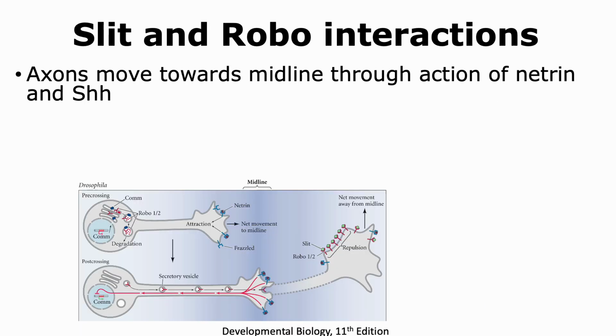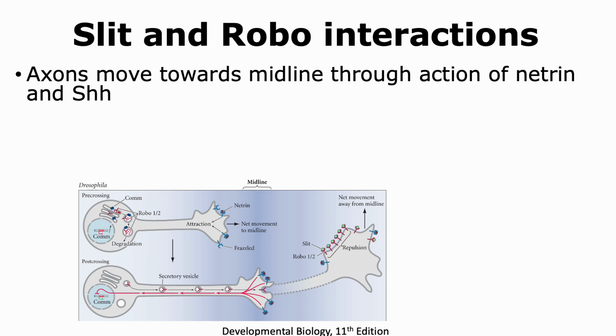Let us look at how slit and robo play a role. Now, many neurons have to cross over from the right side of the body to the left side of the body and vice versa. Slit and robo aid in this type of crossing over to ensure that it is done appropriately. So let us look at how this happens.